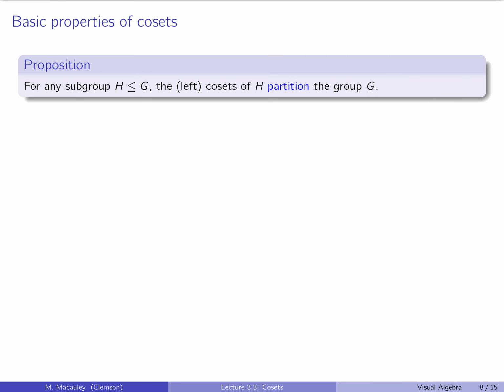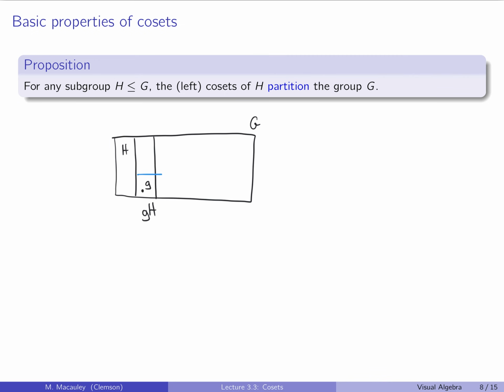Now let me say what I mean by partition. We have a group G like this, and we have a subgroup H. The left cosets fill up everything in the group. So every element, little g, is going to lie in a left coset, gH. But also, it's only going to lie in one of them. It lies in a unique coset. We don't ever have anything like that.